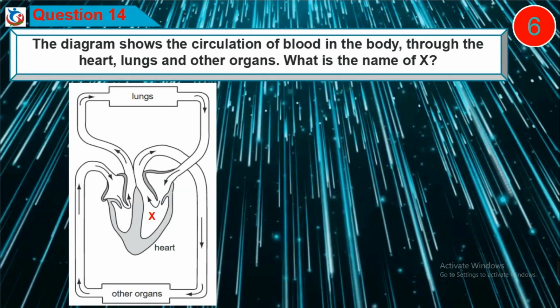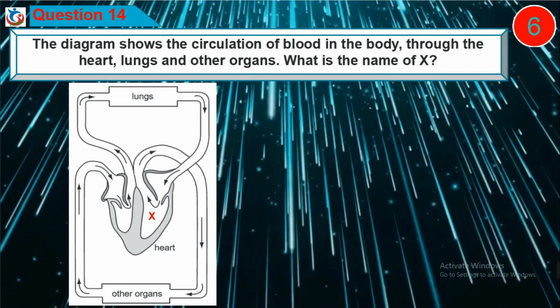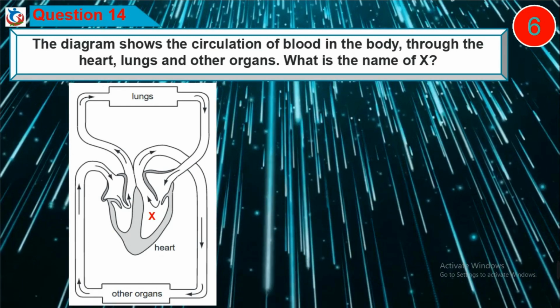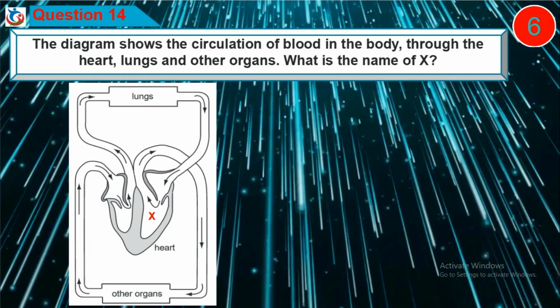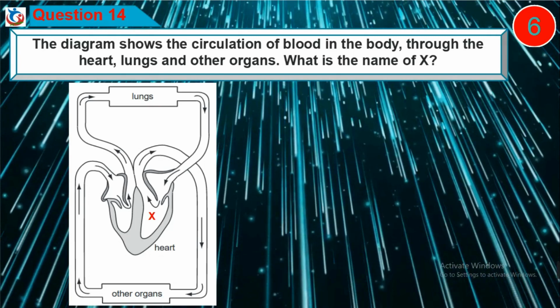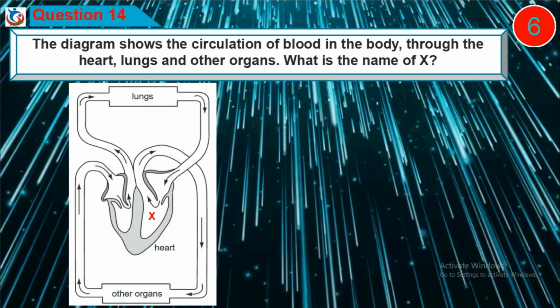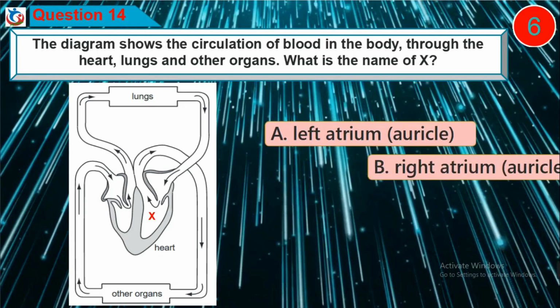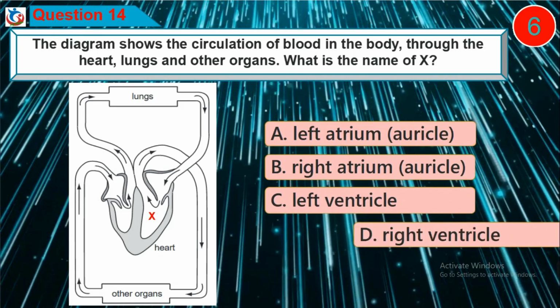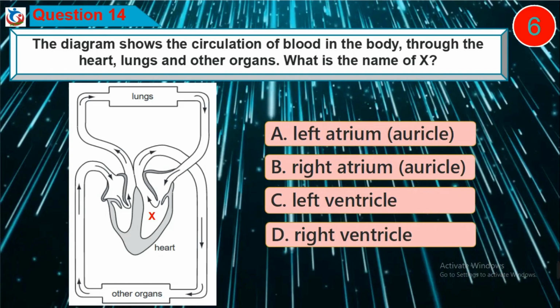Question 14. The diagram shows the circulation of blood in the body through the heart, lungs, and other organs. What is the name of X? Is it option A, B, C, or D?